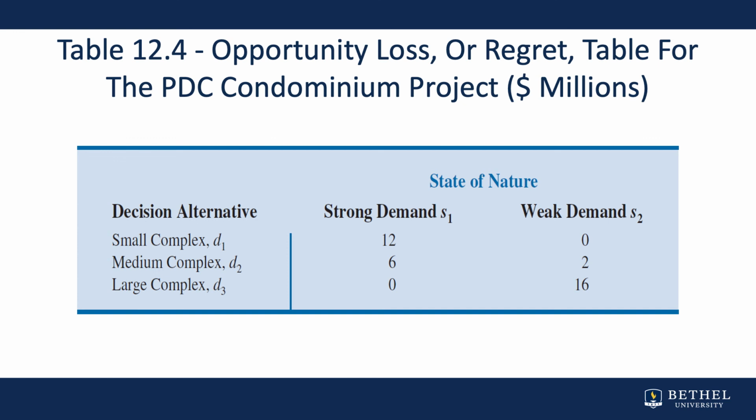For the medium complex or the 60 condominium project, the strong demand says that the regret would be 6, and the weak demand for that same decision is 2. Last but not least, if they choose to build the large complex, 90 condominiums, if they have strong demand, then the loss is 0. But if they have weak demand, then the loss is going to be 16 million. So this is another way to build your decision tree out to figure out which decision you should go with.